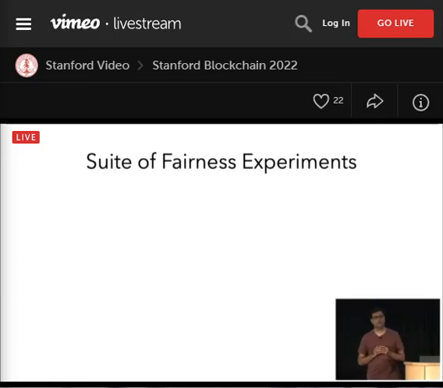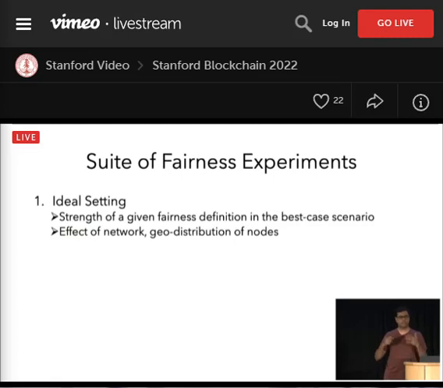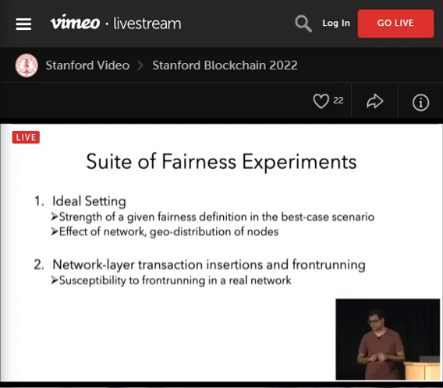In our paper, we also introduced the first formal study of what we call a suite of fairness experiments to understand and quantify how much fairness you can get from different protocols and designs. So we compared three different settings. The first thing we compared was an ideal network setting, where we try to understand the strength of a given definition in the best case scenario. And we look at the effect of the network and how geodistributed nodes can affect the fairness guarantees.